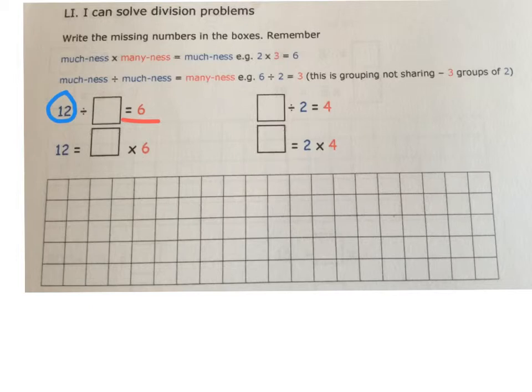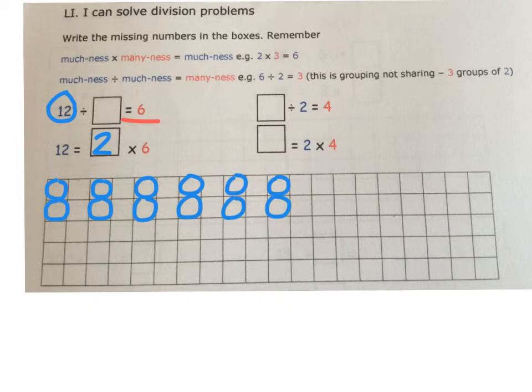So let's try parts of 1. 1, 2, 3, 4, 5, 6. Not enough. Okay, let's try parts of 2. 2, 4, 6, 8, 10, 12. That works. So 12 equals 2 times 6. So 12 divided into parts of 2 equals 6 parts.